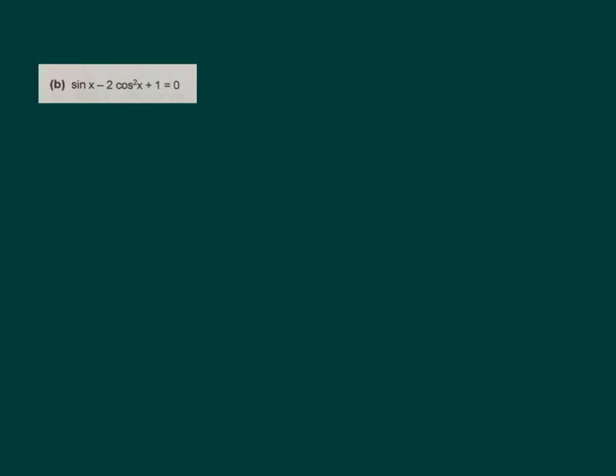So here is our next problem. We want to solve the equation sine x minus 2 cosine squared x plus 1 equals 0. In the test paper, we restricted the value of x from 0 to 360 degrees. Okay, so how do we solve this equation?